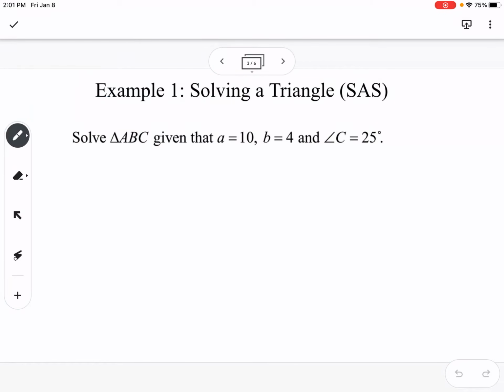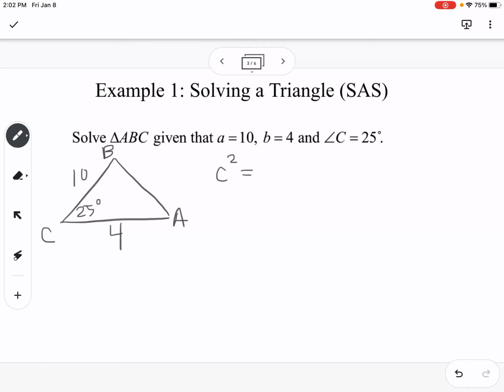Okay, so example 1 is side, angle, side. I always like to draw a picture here. So here's my angle C, 25, A is 10, B is 4. We are trying to find side C, so we're going to use the C squared formula.